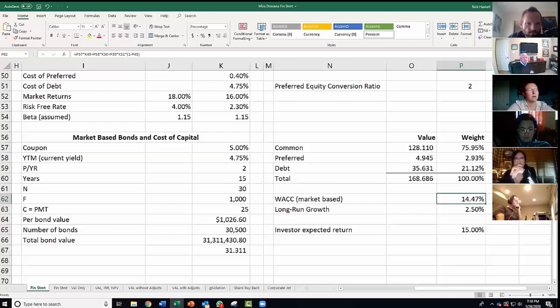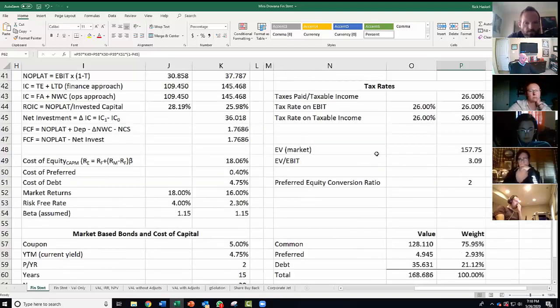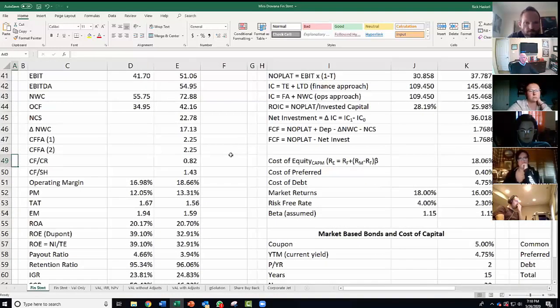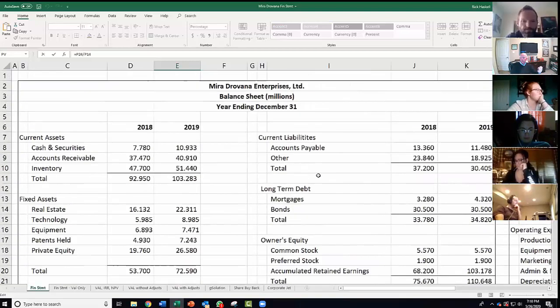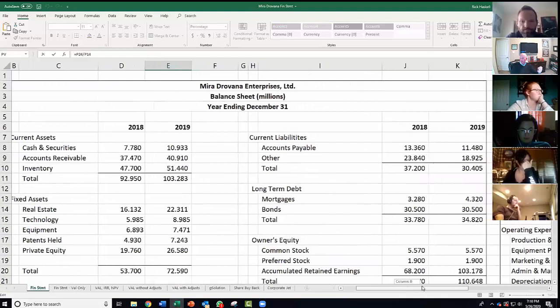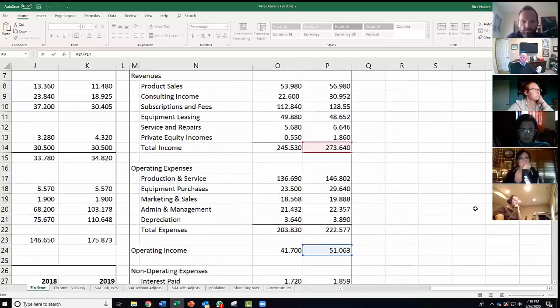And then I didn't know how to calculate operating margin in D51 and E51. That's the easiest thing you've asked. So right here, operating margin, so P24 divided by P14, and what you're going to find is that's operating income, or EBIT, divided by revenue. So you've got operating income divided by revenue, excuse me.